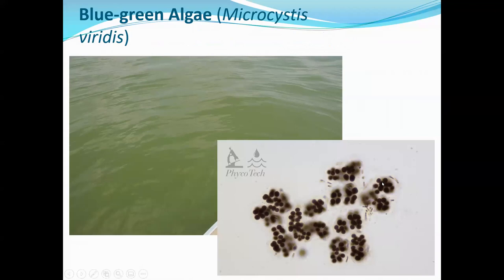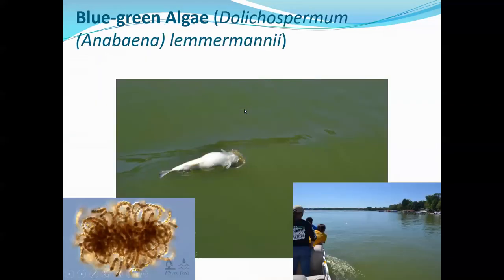that does have the Pseudanabaena in the sheath, and there are little packets. So this is Pawpaw Lake. This is also Pawpaw Lake in a different year, and this year it was Dolichospermum lemmermannii. Carp didn't appreciate it, and it was not scumming.